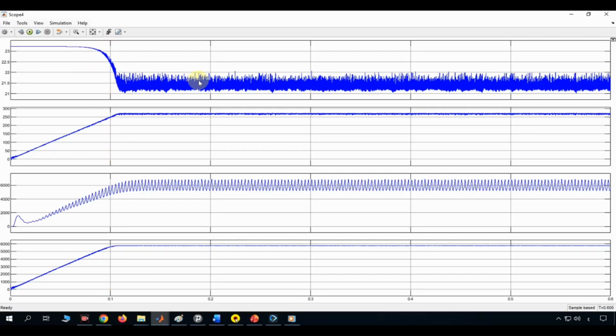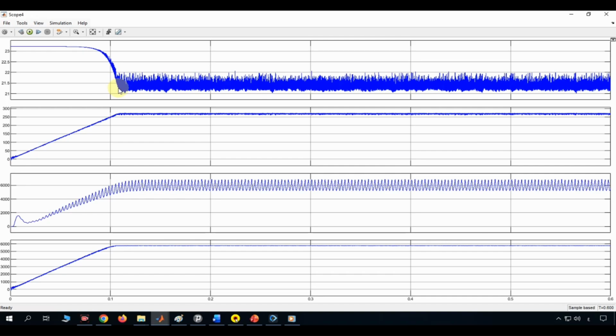Let's go through each panel one at a time. The top trace sits in a fairly narrow band between about 21 and 23 on the vertical axis. At the very start of the simulation, it begins near its highest value, around 23, and holds almost flat for a moment before curving downward.